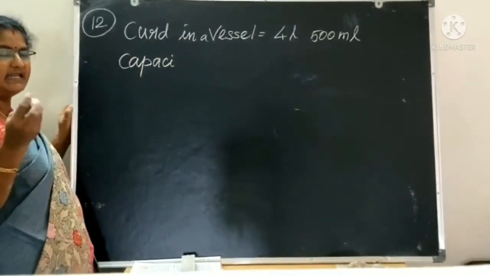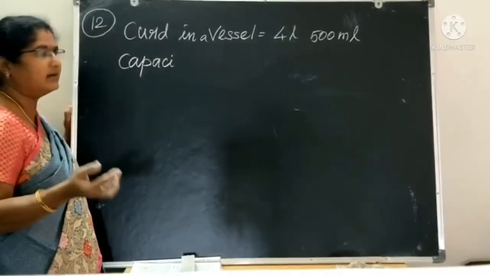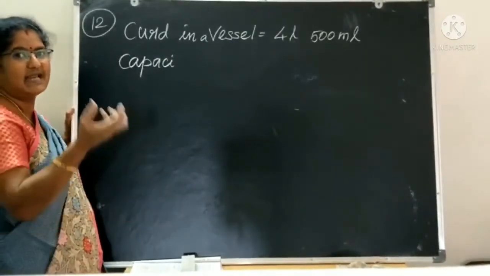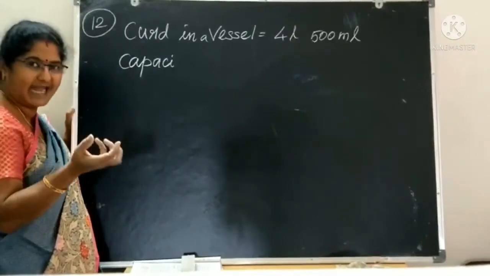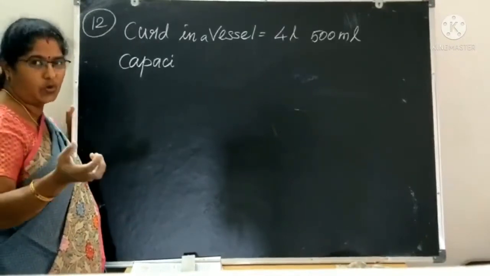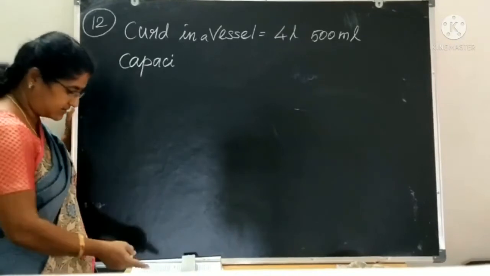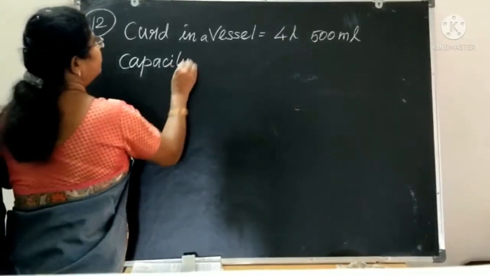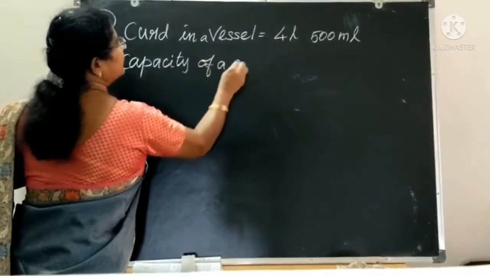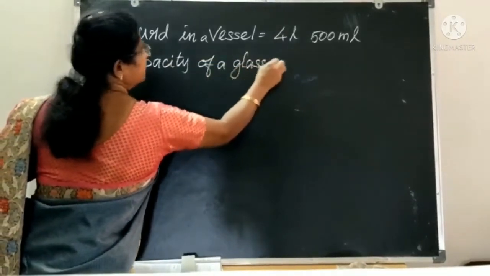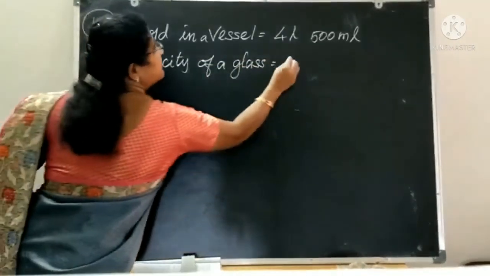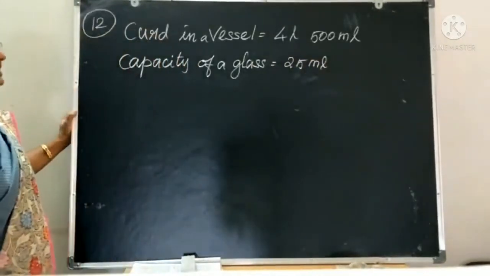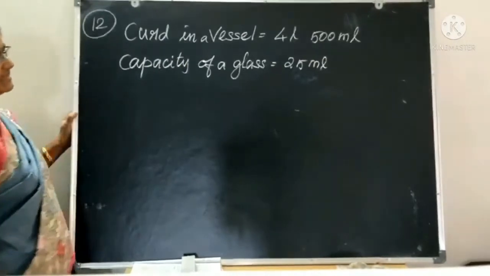Each glass holds 25 ml. So that is the capacity of a glass. Likewise, you can also write: capacity of a glass equal to 25 ml. Now find the number of glasses.